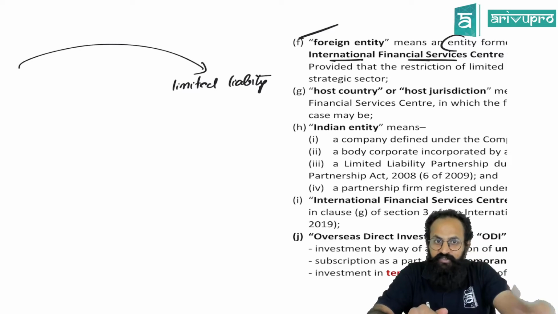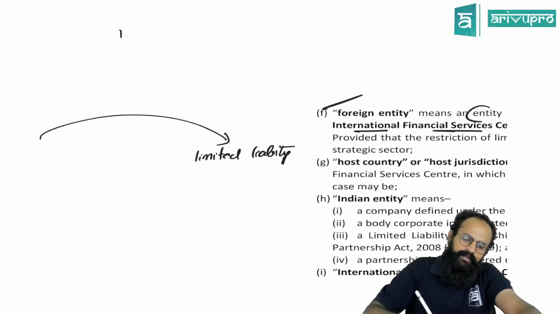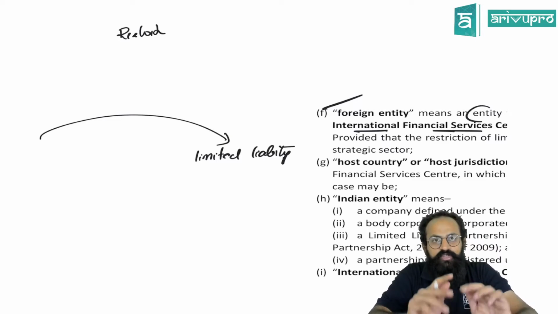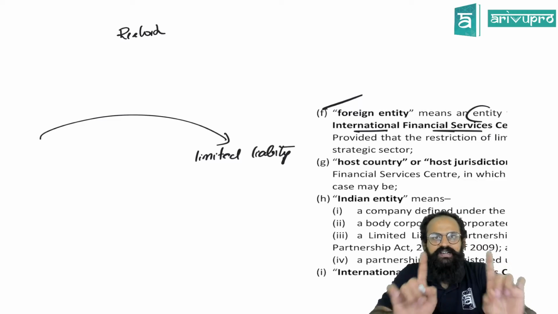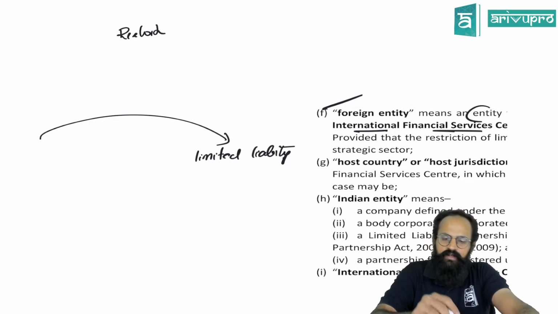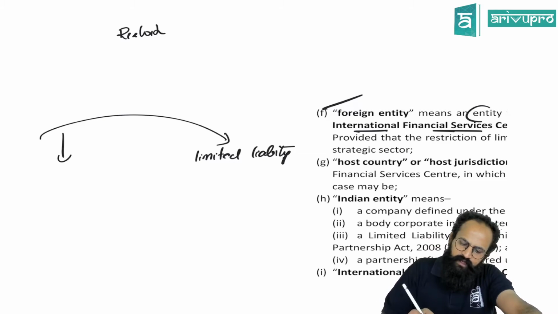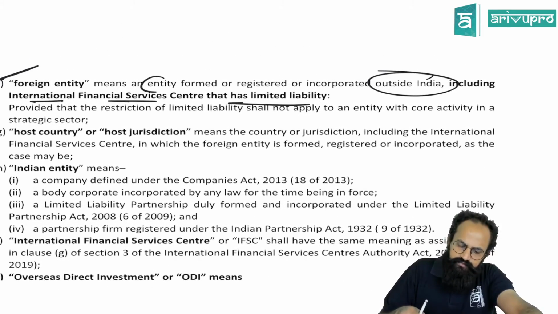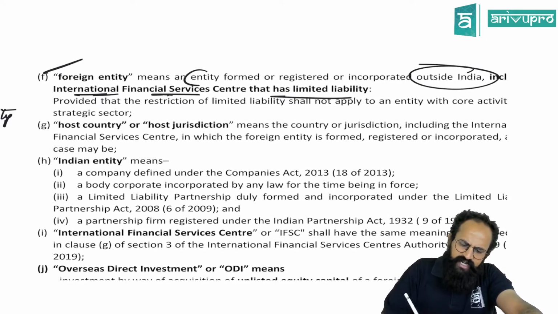Unlimited liability companies also exist. The best example is Reebok India. Reebok India is an unlimited company. So they're telling you the shareholders' liability should always be limited. Only in such companies can you invest. Foreign entity. What else is called a foreign entity? They're telling you, including International Financial Service Center.